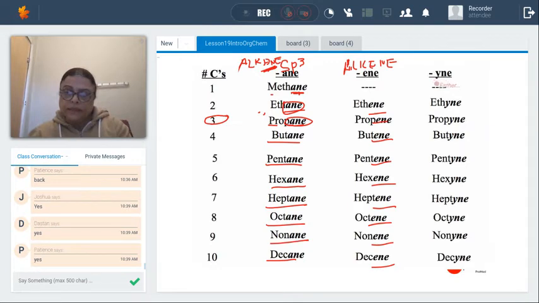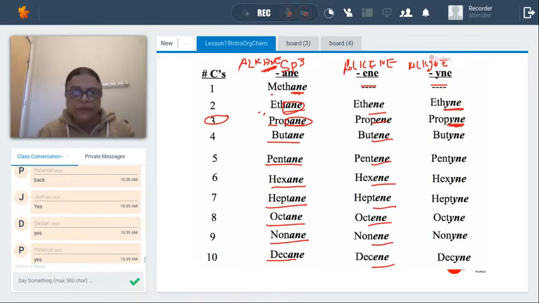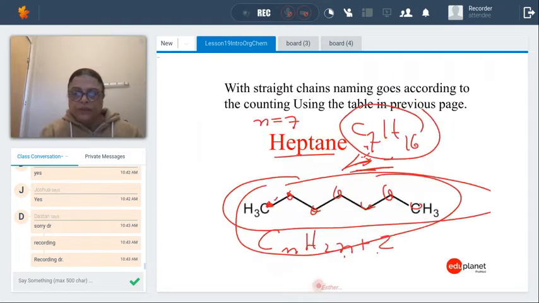And the "in" ending belongs to the alkyne family: etin, propin, butin, pentin, hexin, heptin, octin, nonin, decin. So with "in", you know there is a triple bond in the molecule. Why don't I have methene and methin? Why don't I have that?